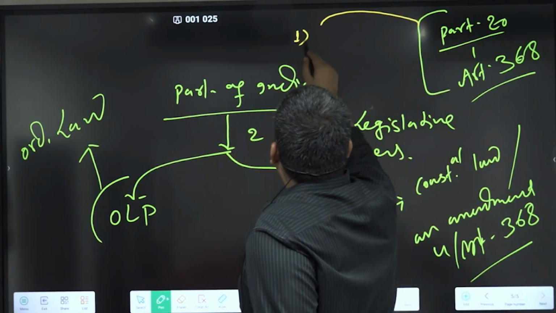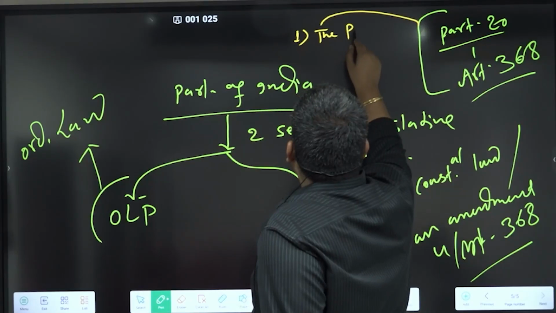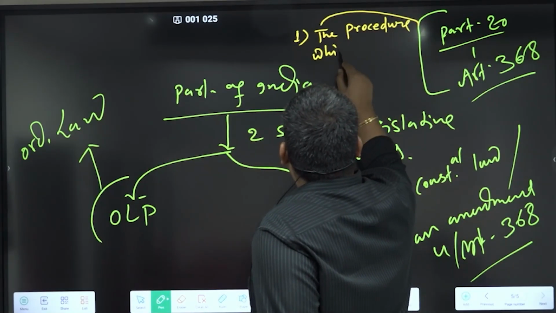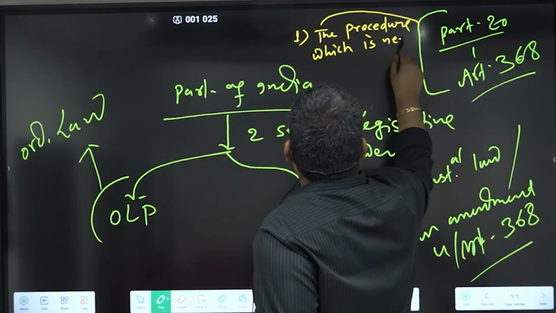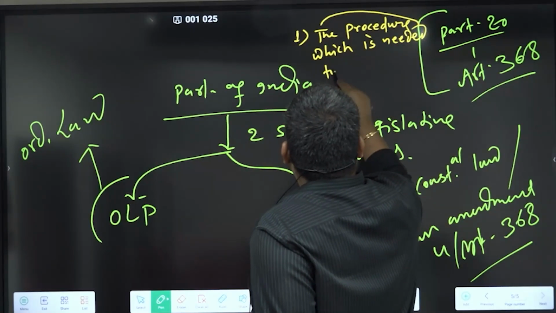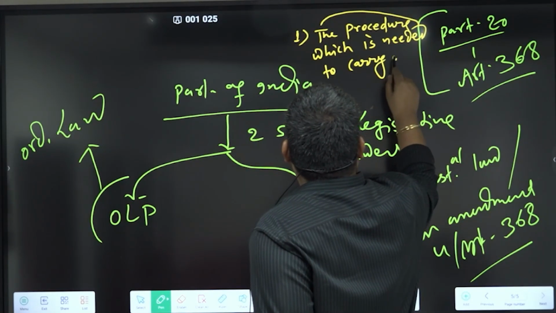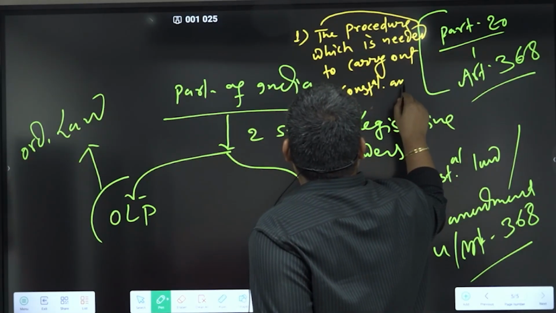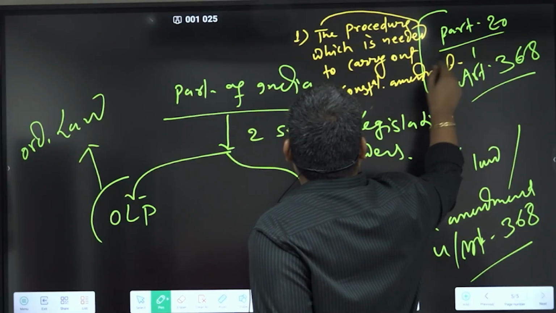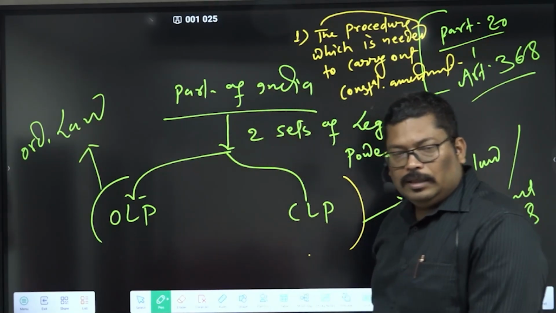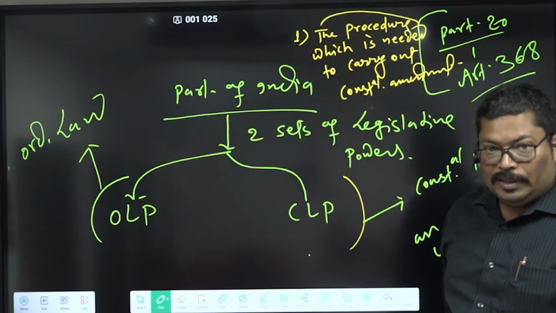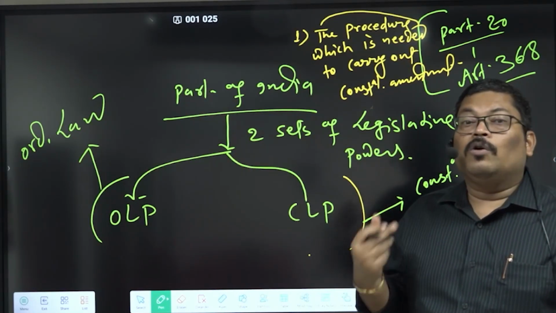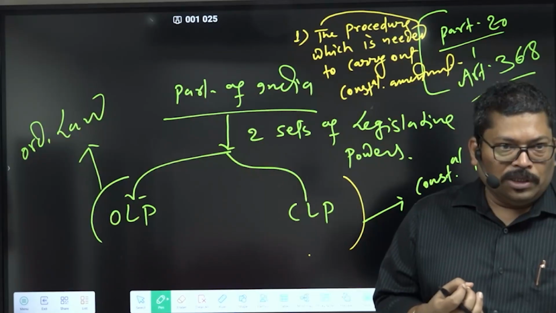First, the procedure which is needed to carry out constitutional amendment. In other words, you can also call it, Article 368 deals with the procedure which is needed to formulate the constitutional laws.